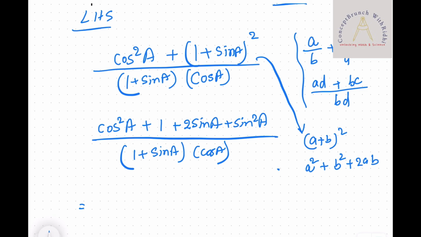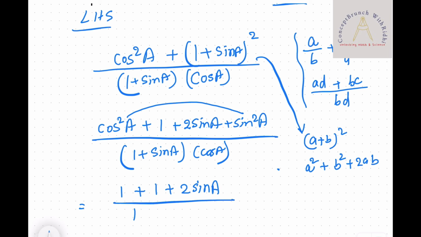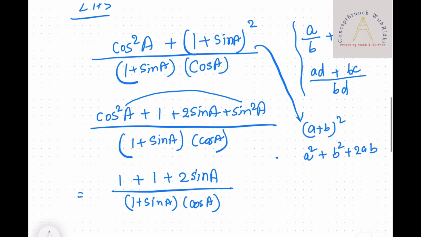See, over here we can use an identity. Cos square A plus sin square A we can write as 1. Okay. So 1 plus 1 plus 2 sin A divided by (1 plus sin A) times cos A. Okay. Next. So we can write from here (2 plus 2 sin A) divided by (1 plus sin A) times cos A.